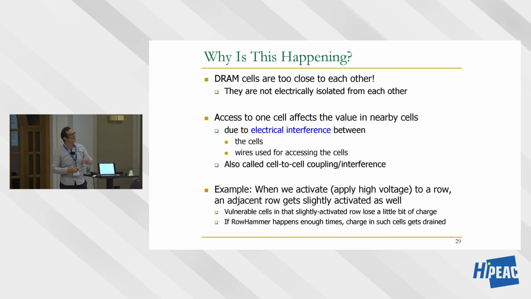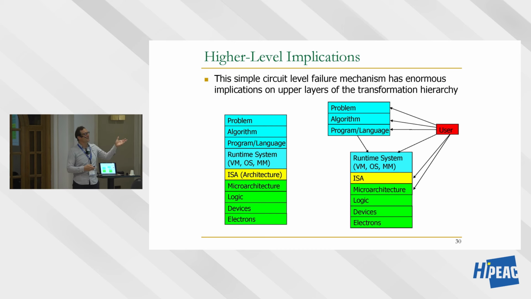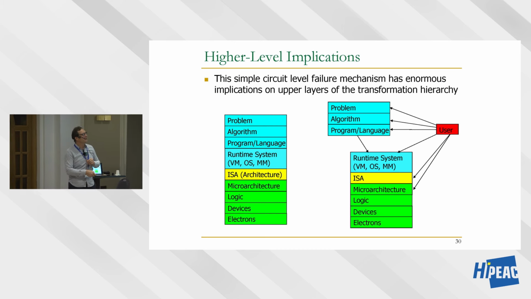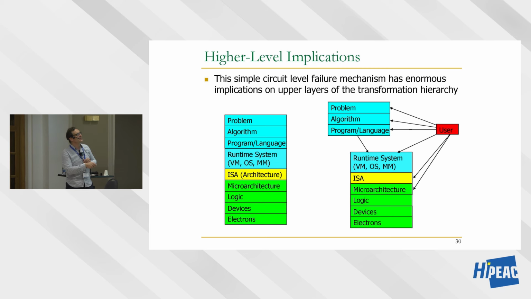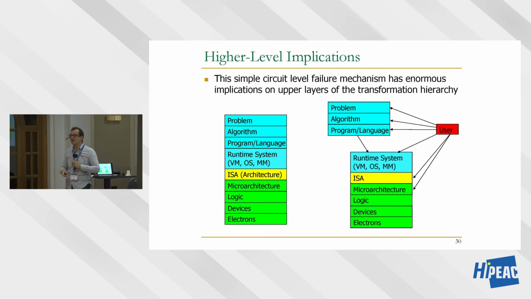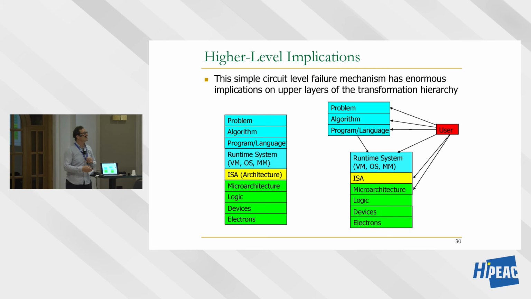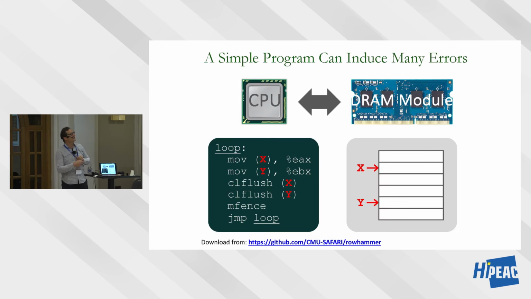Okay, I've already said this, so I'm going to skip the slide. I've already said this also. Basically, you can have a bit flip caused by the lower levels of the stack, and this could have huge implications on the higher levels of the stack. And I'm going to give you some examples today about this. Okay, and this is what we had also looked at yesterday.